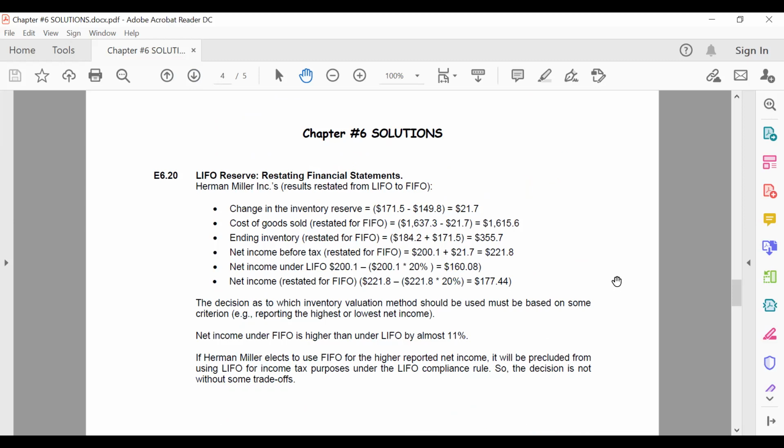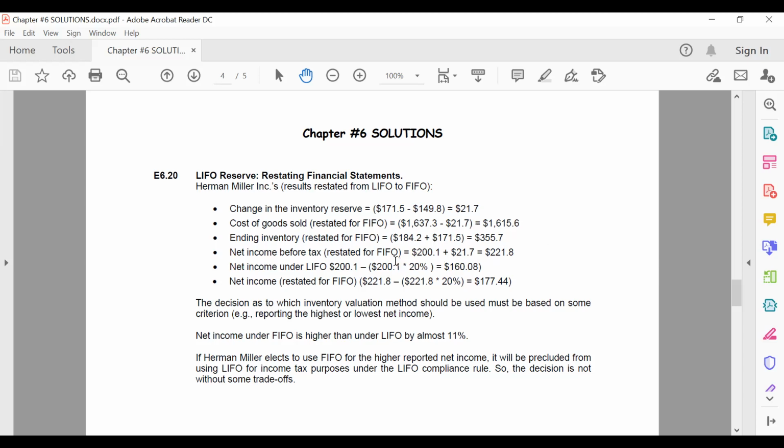So if I want to restate cost of goods sold for FIFO, I would take the cost of goods sold under LIFO and subtract out the change in the inventory reserve. So there's my cost of goods sold under FIFO. And the ending inventory restated for FIFO would have simply been the ending inventory under LIFO plus the inventory reserve for that year. And that's how I got the 355.